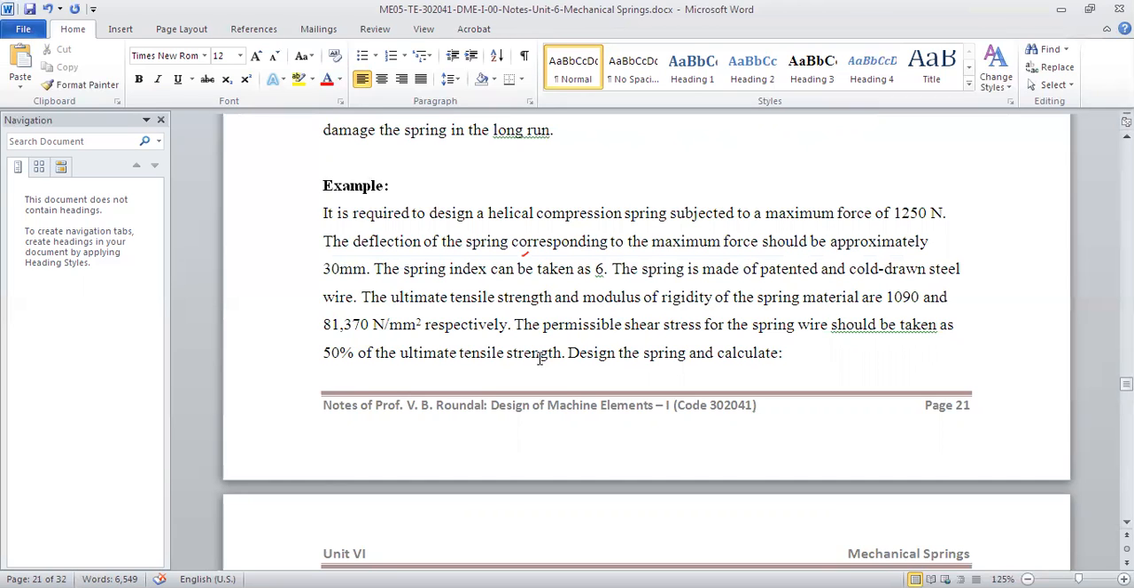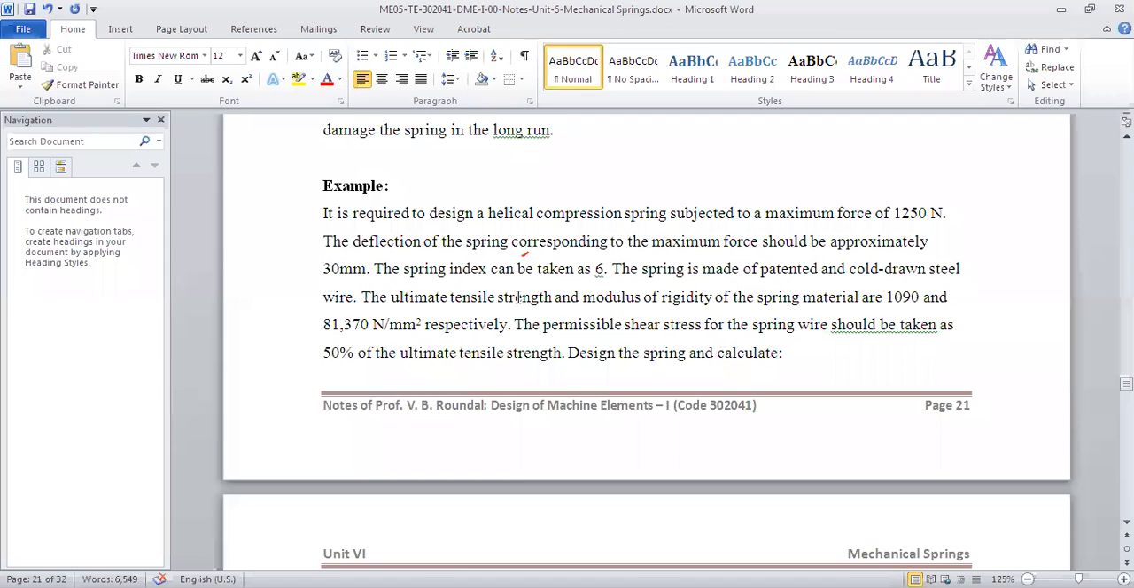The stiffness will come to 41.66, something like that. Okay, so the spring index is taken as 6. They have given the spring index C as 6, so the ratio of capital D upon small d is 6. So we know that the spring is made of cold drawn steel wire, and the ultimate tensile strength and modulus of rigidity, both of them are given. So SUT is given as 1090 Newton per mm square, right? And the modulus of rigidity is 81,370 Newton per mm square. So G is given and SUT is given, right?